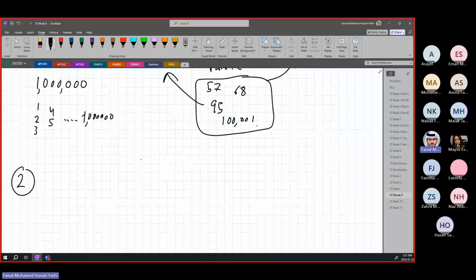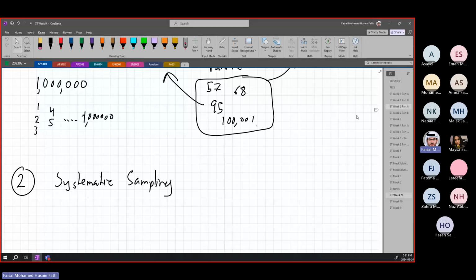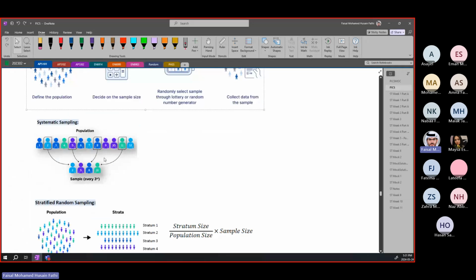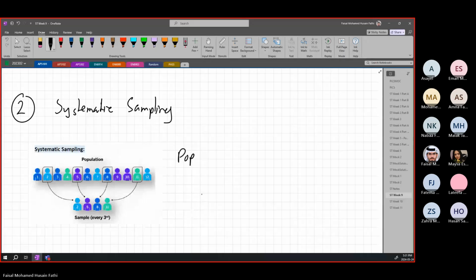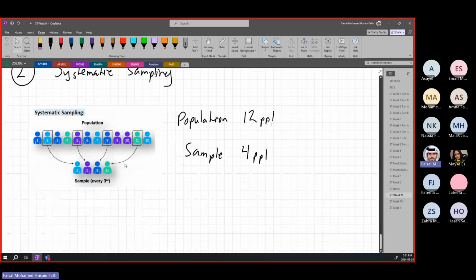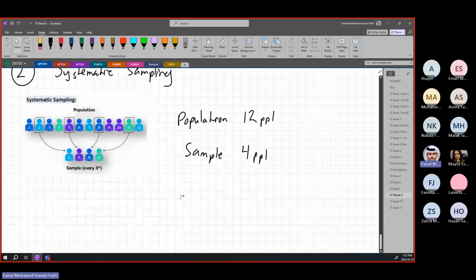Another method of sampling is known as systematic sampling. This method is a bit more efficient than the previous method, all right? Let's say we look at this population with this sample size that we want. So here we have a population of 12 people, randomly selected, and we want a sample size of 4 people. So we have 12 people and we want to select 4 people out of it. How do we do this?